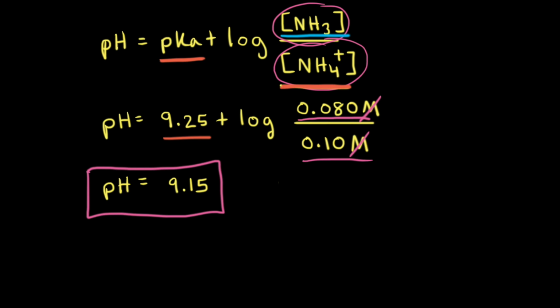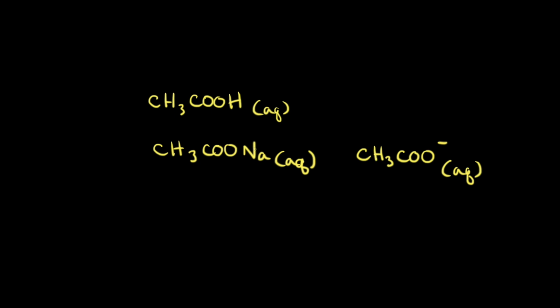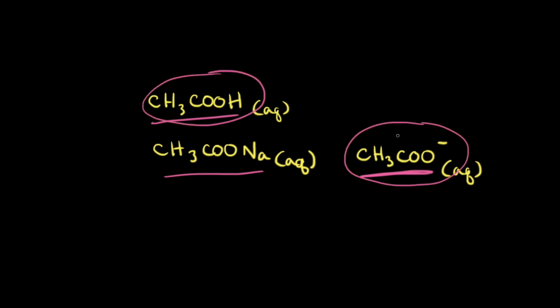So this problem started with a weak base and a salt that contained the conjugate acid to that weak base. It's also possible to make a buffer solution starting with an aqueous solution of a weak acid and adding a salt that contains the conjugate base to that weak acid. For example, to make another buffer, we could have started with a solution of a weak acid, acetic acid, and to that solution we could have added something like sodium acetate. Sodium acetate is a soluble salt that dissociates completely in solution to produce sodium cations and acetate anions. And since we would have a significant amount of both a weak acid and its conjugate base, we would have a buffer solution.